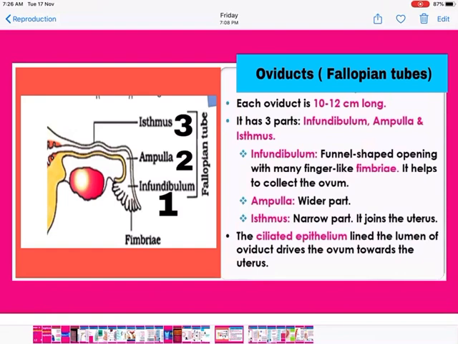Infundibulum is funnel shape, opening with many finger-like fimbriae, and this fimbriae help in collecting the ovum from the ovary. When ovary release ovum, the ovum is captured by the fimbriae of infundibulum. After this is ampulla, which is the wider part. Then is the isthmus, which is the narrow part, and it joins the uterus. The lining of this fallopian tube is ciliated epithelium, and it drives the ovum towards the uterus, help in the movement of ovum into the uterus.